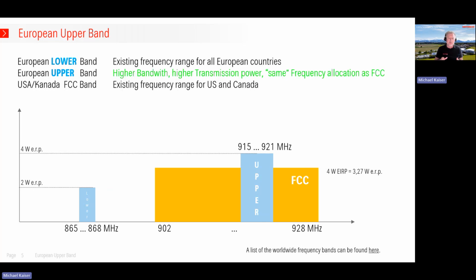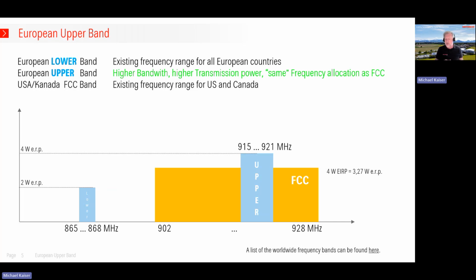This means when we compare now European lower band and European upper band with the doubled transmission power, we have a higher transmission power. This means we can read a longer distance. We can catch tags which have a bigger distance to the antenna. We have a higher bandwidth. This means the data transmission from the reader to the transponder and from the transponder back can be much faster.